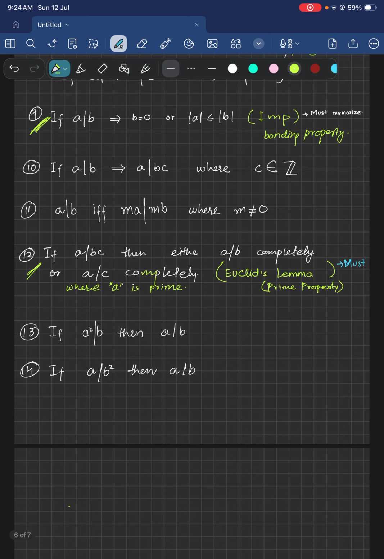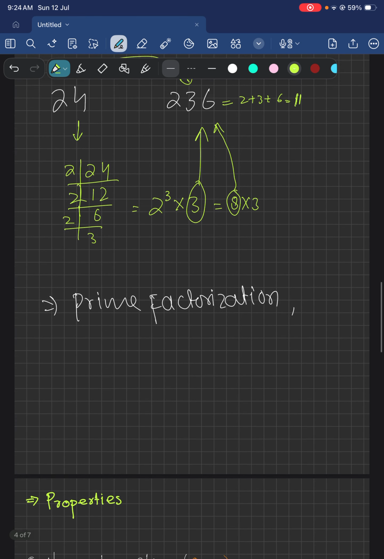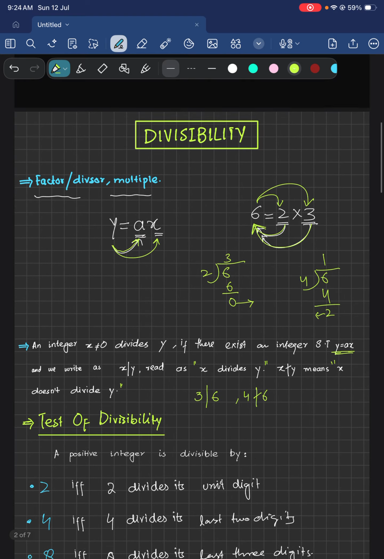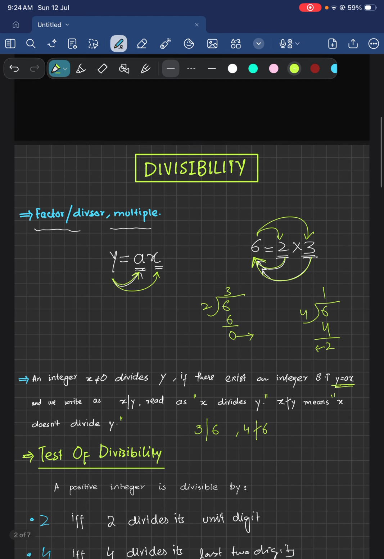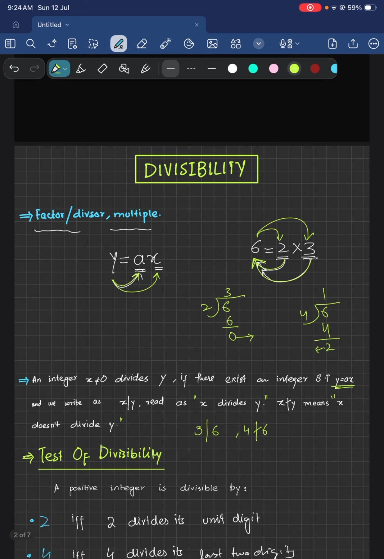And 13 and 14 are also pretty important properties. They say if a square divides b, then a divides b. If a divides b square, then a divides b. So I hope you liked this lecture. This was just the introduction of divisibility, and now we would do four or five problems in the next videos.